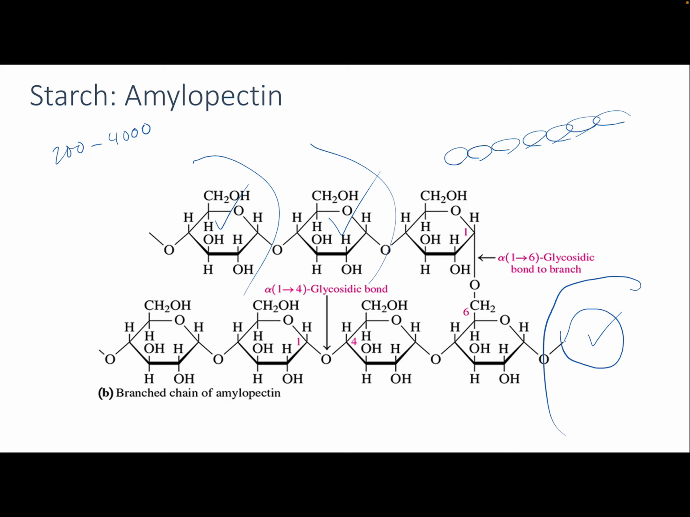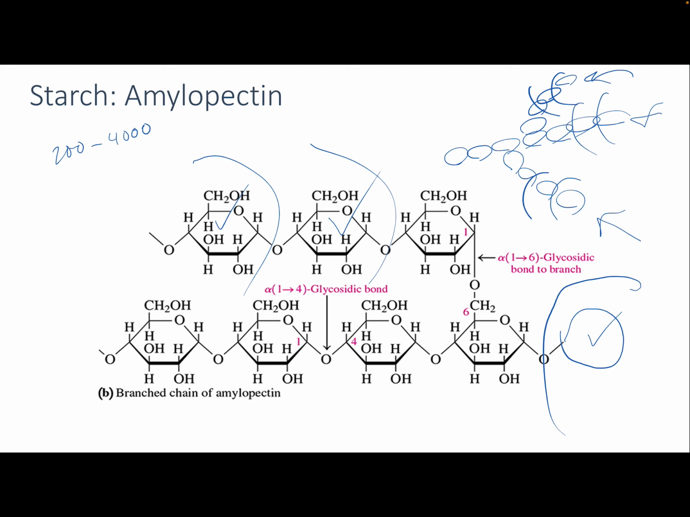If I'm just a straight chain containing organism, I have to cut these sugars off one at a time. But if I have all these branches, then now I have 3 ends that I can be cutting sugars off from. My enzymes could be coming from all 3 ends. The more branches you have, the more available sugars you have.